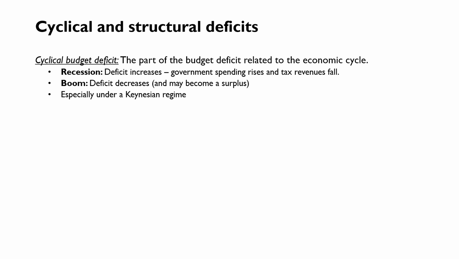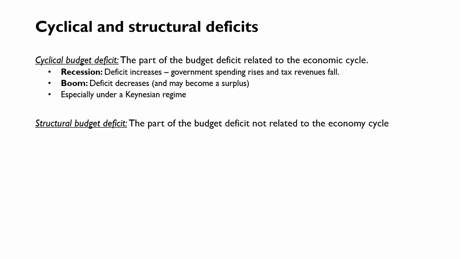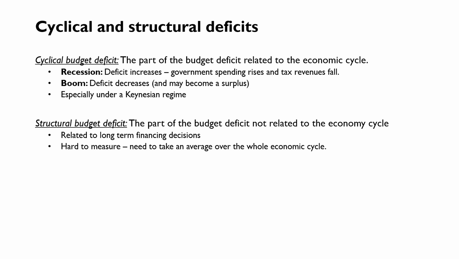Especially under a Keynesian regime, we're interested in a cyclical budget deficit, the part of the budget that moves from deficit to surplus. But there's also part of the budget which is more structural. That's the part of the budget deficit that isn't related to the economic cycle. We're thinking of long-term financing decisions. So for instance, how much I spend on education or the NHS. It's not hugely dependent on the cycle. It's a longer-term decision. It's very hard to measure. I'd have to take an average over the whole economic cycle to work out what the structural deficit is, but it's very hard to do that in practice.